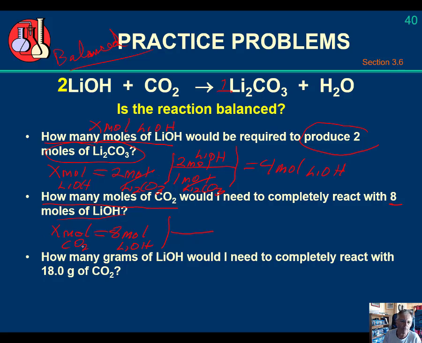My X factor is moles of CO2. My coefficient for CO2 is understood to be 1. So it'll be 1 mole of CO2 and then 2 moles of lithium hydroxide down here. Why do I have to have 2 in the denominator? Because my coefficient of lithium hydroxide is 2. When I do the math, moles of lithium hydroxide cancel.